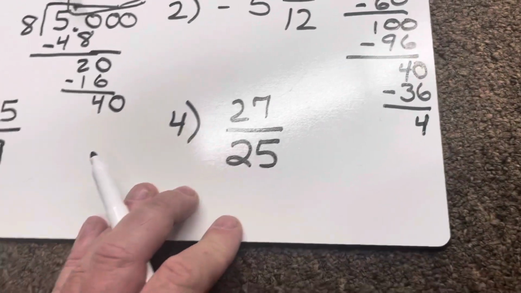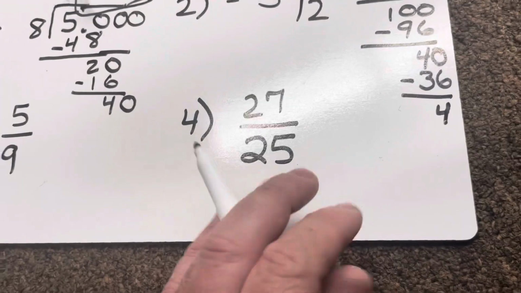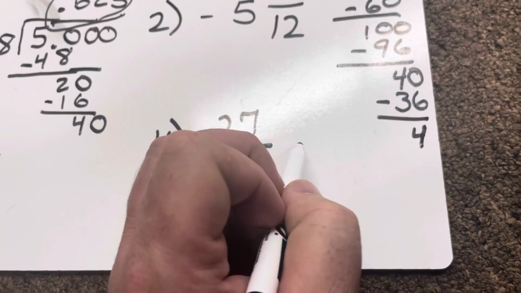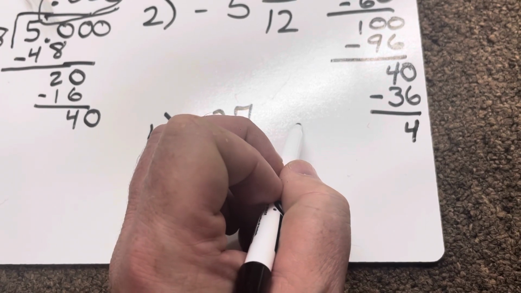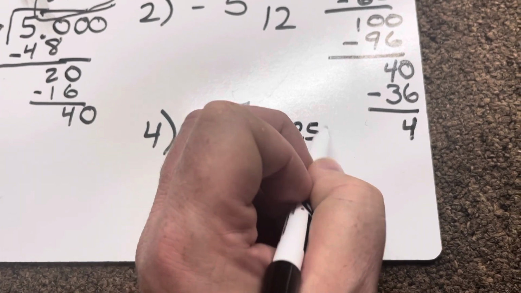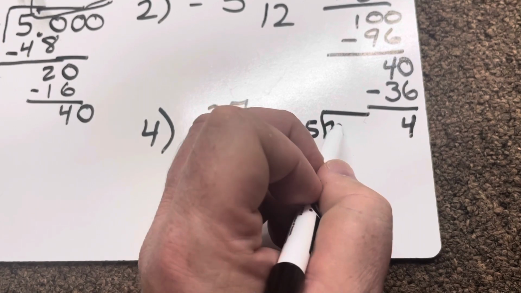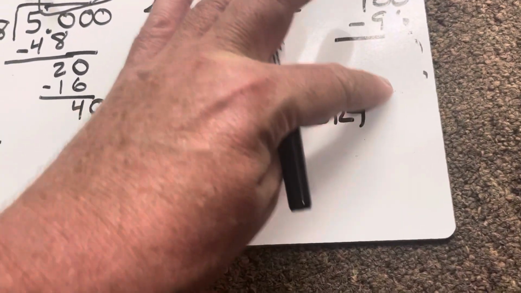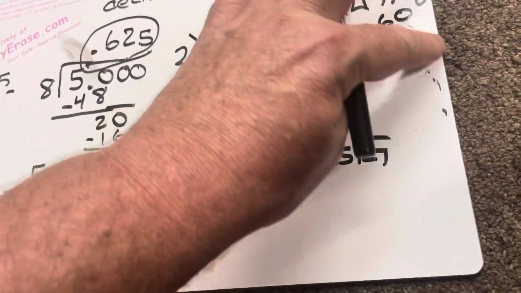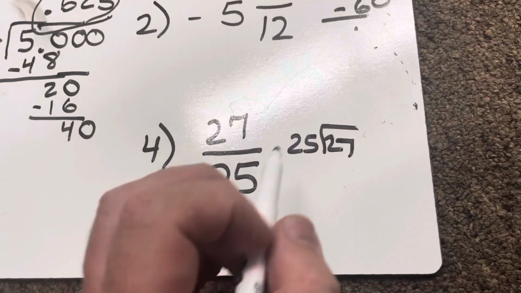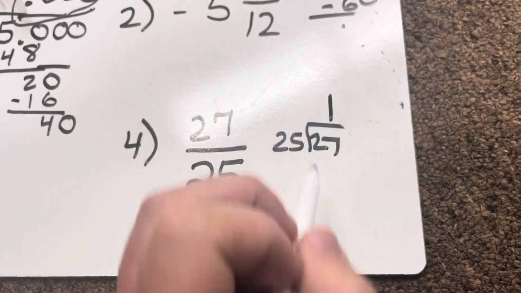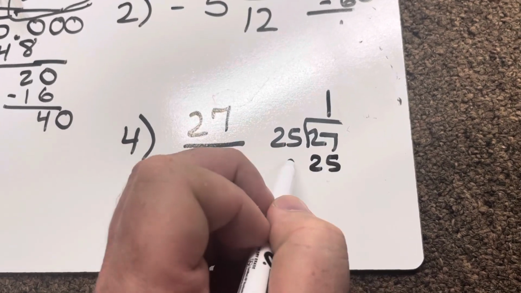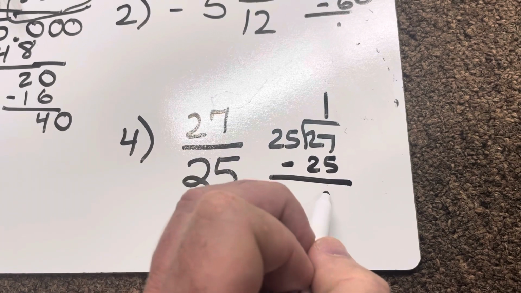All right, last one here for this section, 27 over 25, which would essentially be 25 going into 27. Now I'm going to clear ourselves some more space here, just to give us some room. 25 can go into 27 once. 1 times 25 is 25. 27 minus 25 is 2.